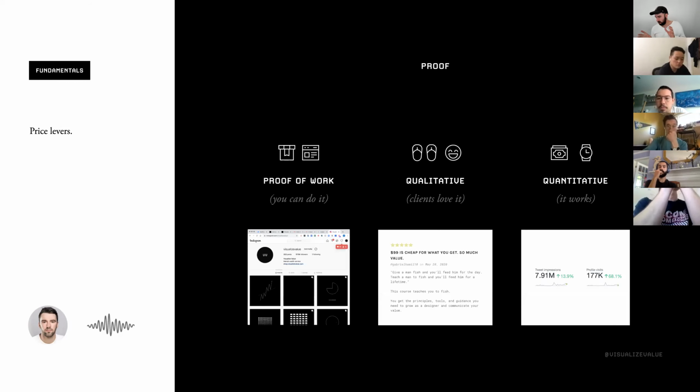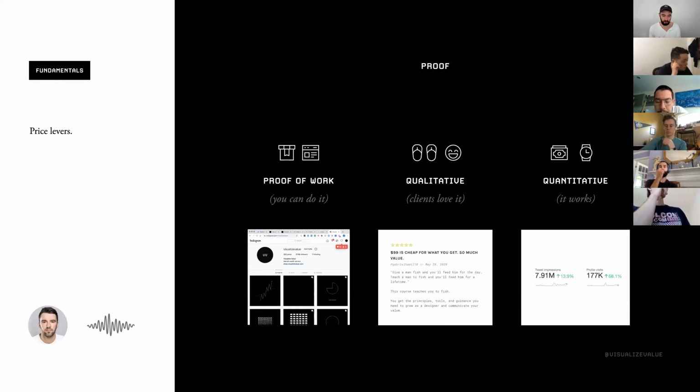One of the other things I wanted to share here is the different ways you can think about proof and these levers of price. So proof of work, let's say in the context of the How to Visualize Value course that we just brought out: the product has validity, or you can ask someone to pay a certain price for it, based on the fact that these are the principles we have used in the market and have a proven track record. So proof of work in that case is something we built for ourselves.